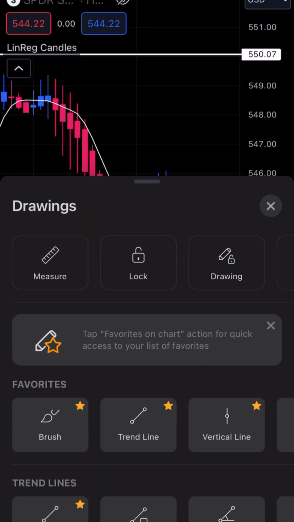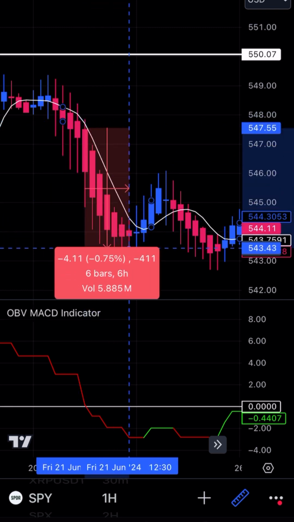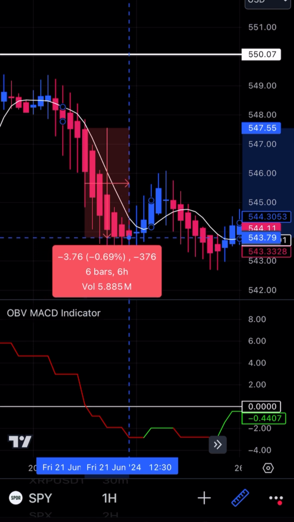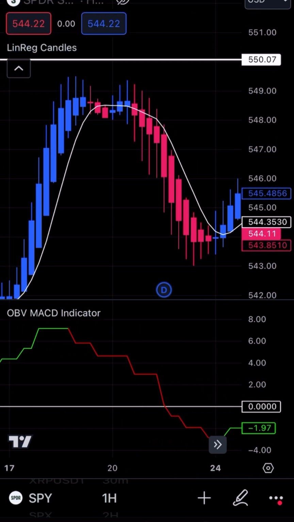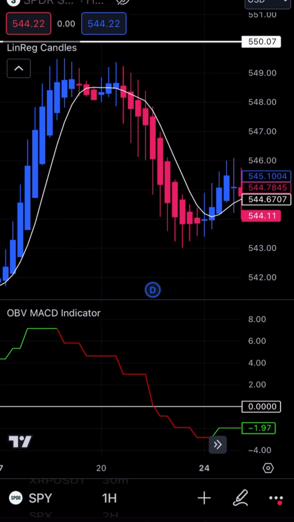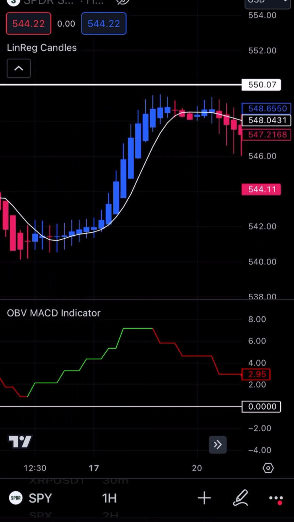So here's another move where it's crossing down. Right here, you see it crossing down right about here. So this would be another move. Ride this down. And this would have resulted in $376 in 6 hours. So you'll get more of those small little $300, $400 moves like 2-3 times a week by doing it on the hour.